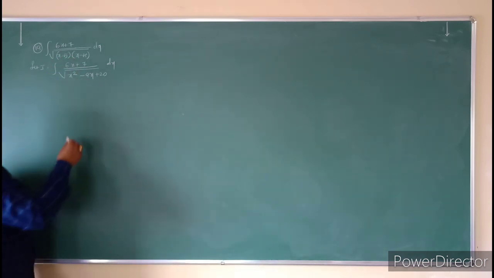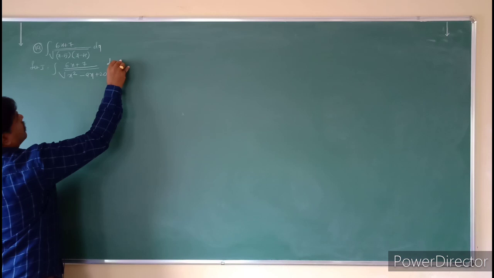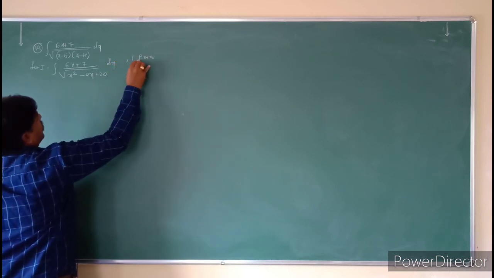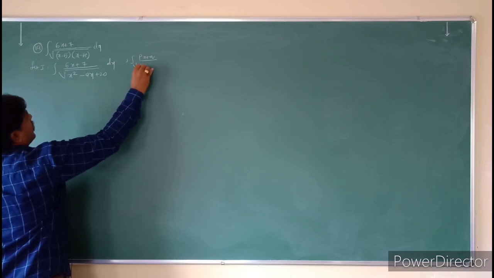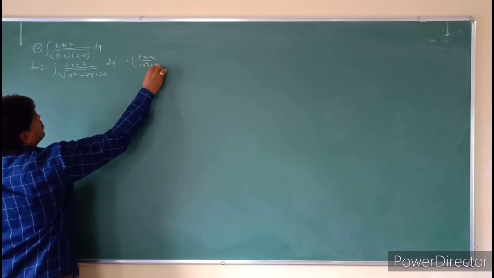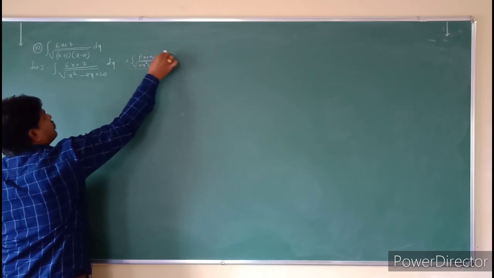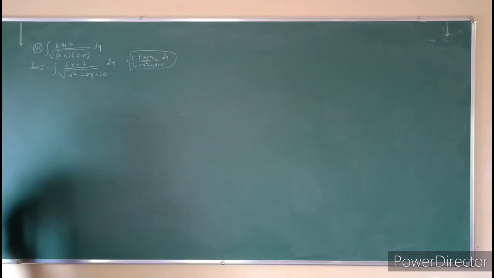This is also in the same model. What is the model? I have already given that the integral is in the form of (px + q) by root of (ax² + bx + c) into dx. So the problem is the same, the model is the same.